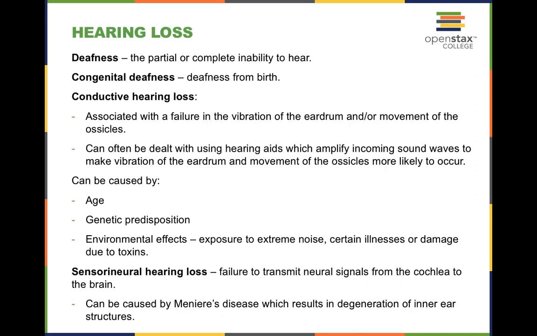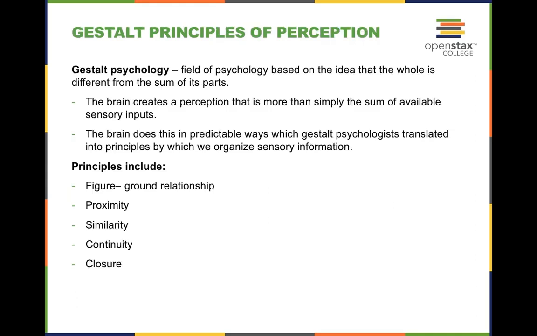Finally, we have sensorineural hearing loss. This is the failure to transmit neural signals from the cochlea to the brain. This is super unfortunate because the information gets right to the very end, but the cochlea does not ultimately send that information on to the brain for processing. So, very unfortunate situation.